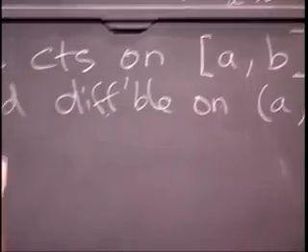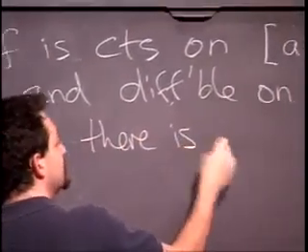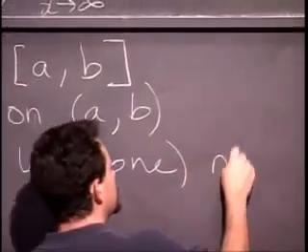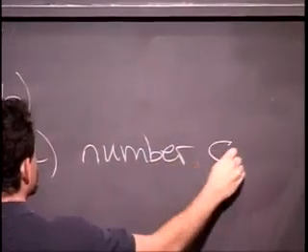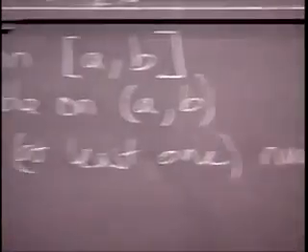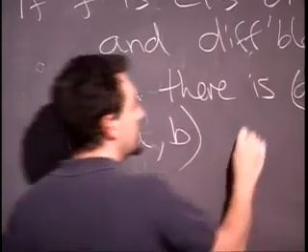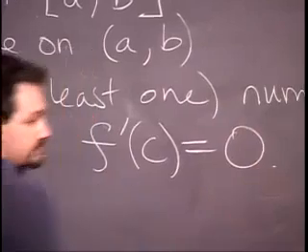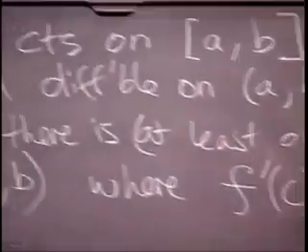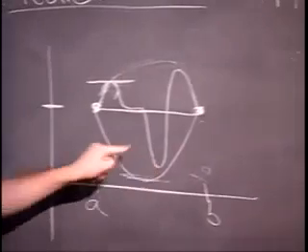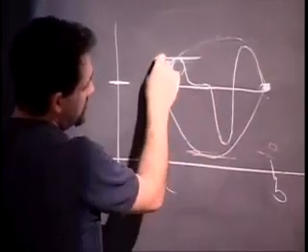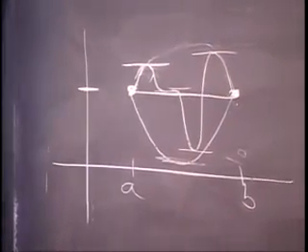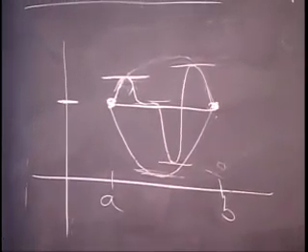Then there is some number c, at least one, in the open interval (a, b), where the derivative is 0. There might be only one, like here, for example, there's only one, whereas here, looks like there's quite a few. 1, 2, 3, 4, 5. But I know there's at least one. And that's the content of Rolle's theorem.